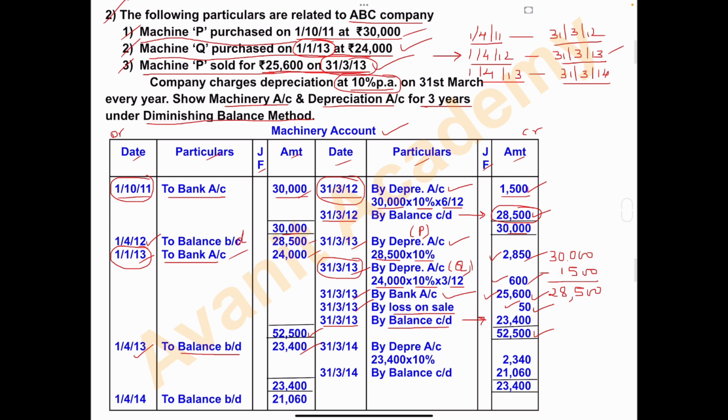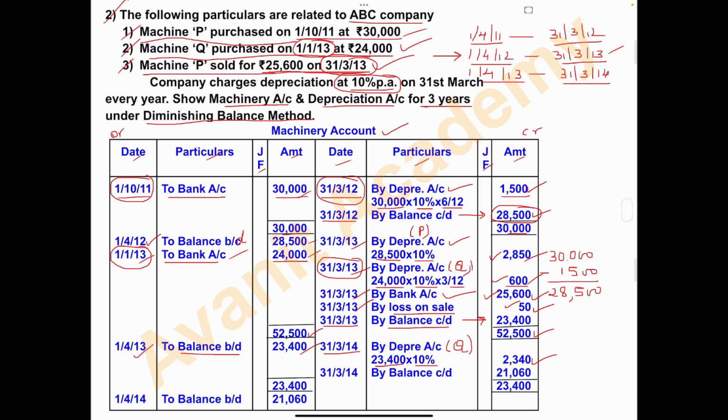Next we'll calculate depreciation of machine Q. Machine P is already sold. So now we'll calculate depreciation on machine Q. Write the date 31st March 2014 by depreciation account. So now the machine value is 23,400. We have to calculate the depreciation on the written down value and not the original value. Original value is 24,000, but after deducting the depreciation amount of 600, the value of machine Q is 23,400. Rate of depreciation is 10%. 23,400 into 10%, depreciation amount is 2,340.